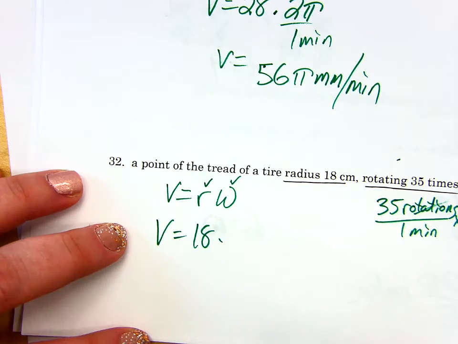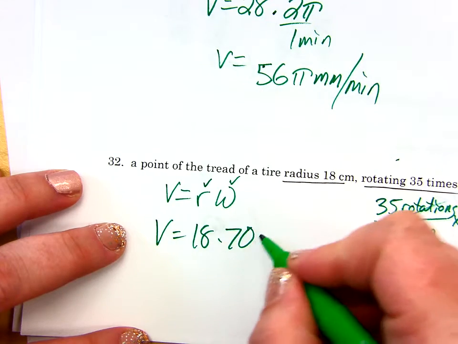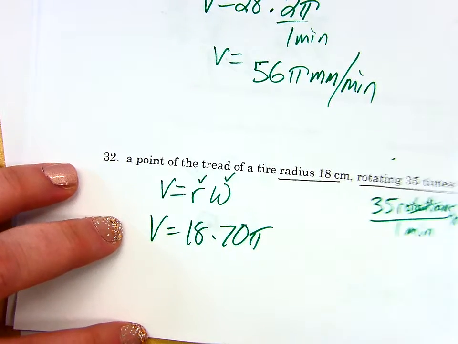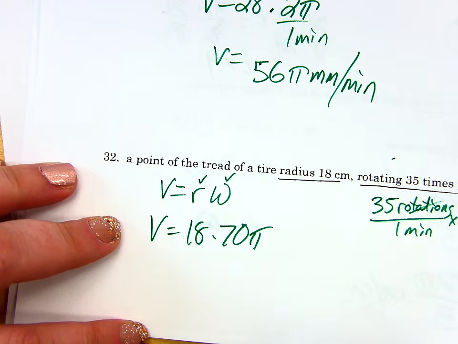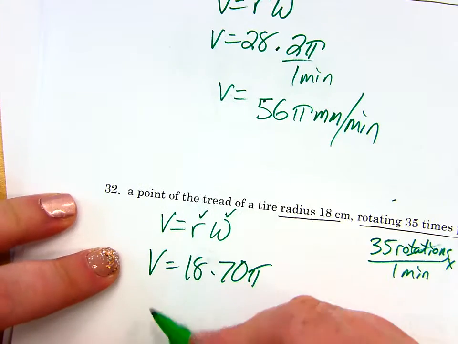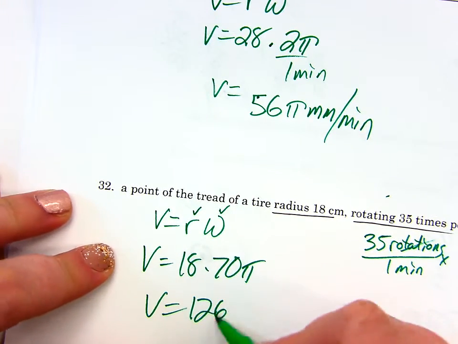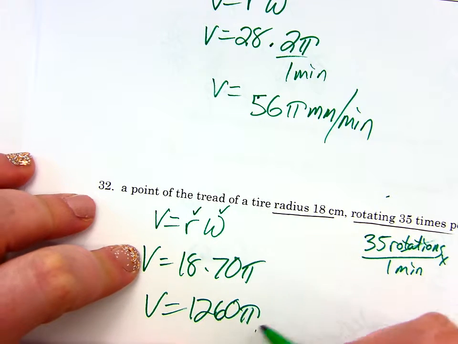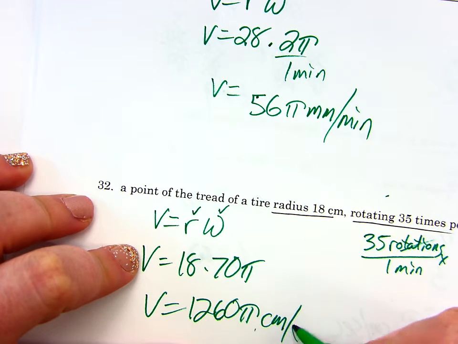So then over here, 18, 70 pi. 18 times 70 is 1260. And this is centimeters per minute.